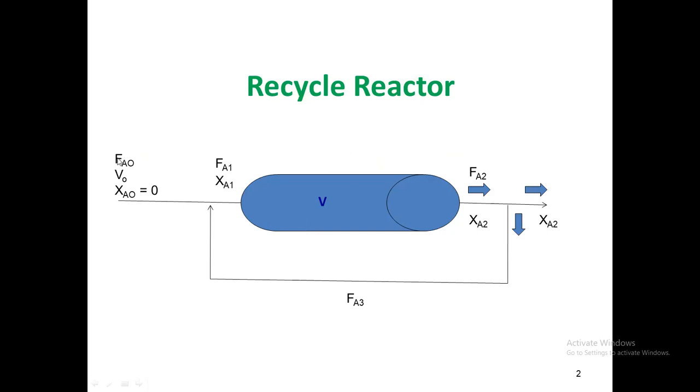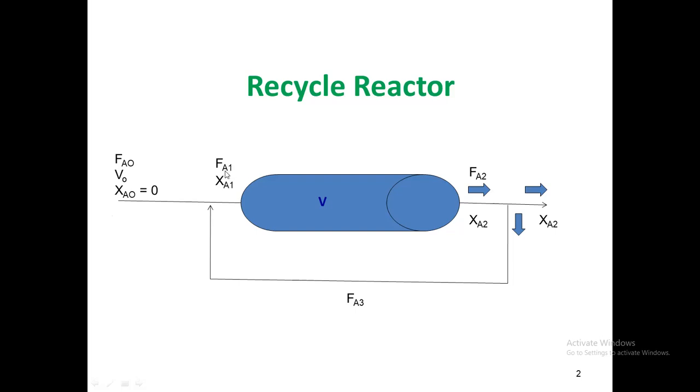You have here the initial molar feed rate. This is the volumetric flow rate, it should be small v, v0. This is XA0. We assume that initially our feed here is not converted. Or even if it's converted, the scheme here would still be the same. If it's initially converted, then your XA0 will not be 0. It will have a corresponding value.